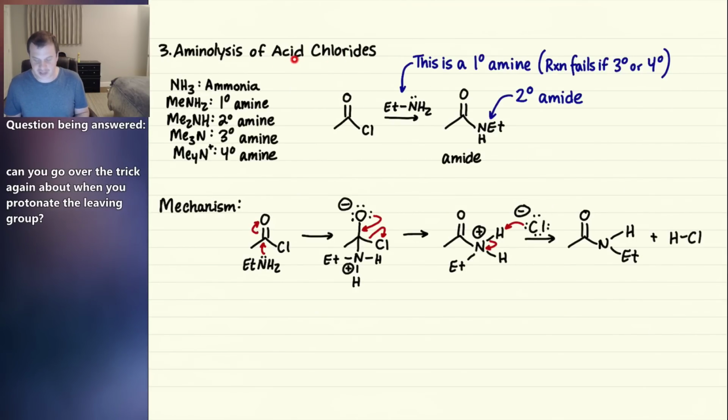The acid chloride reactions are a little funny. We never protonate the carbonyl and we never protonate the leaving group if the starting material is an acid chloride, so you just have to kind of remember that separately.